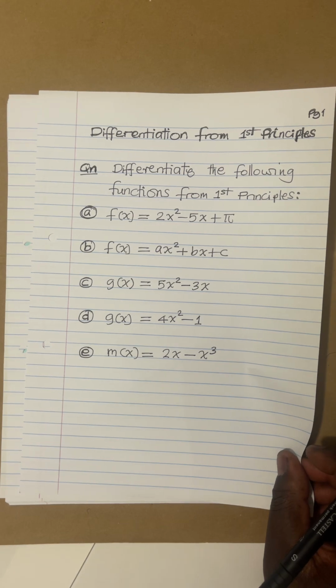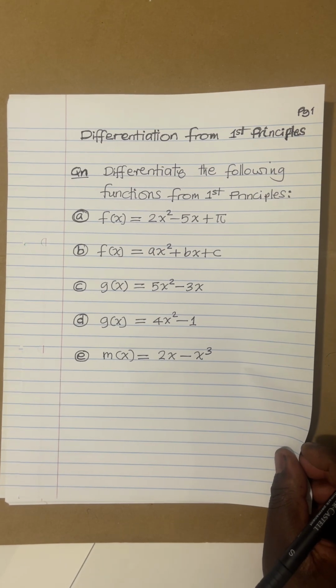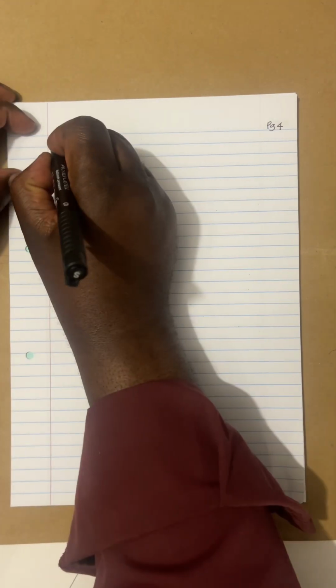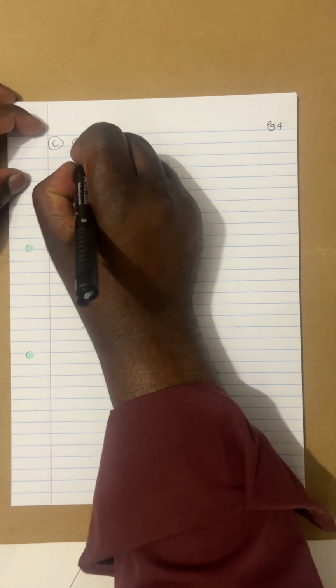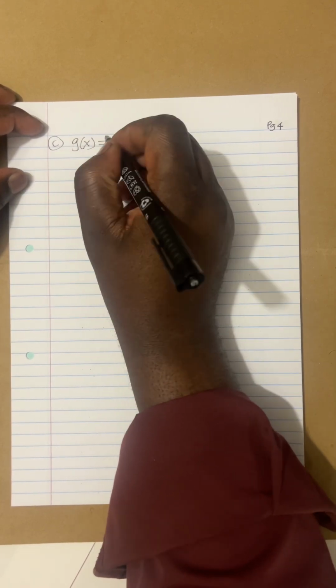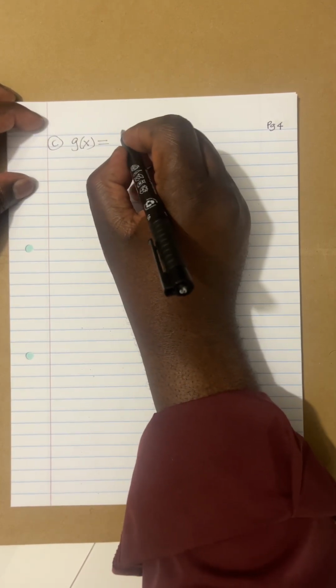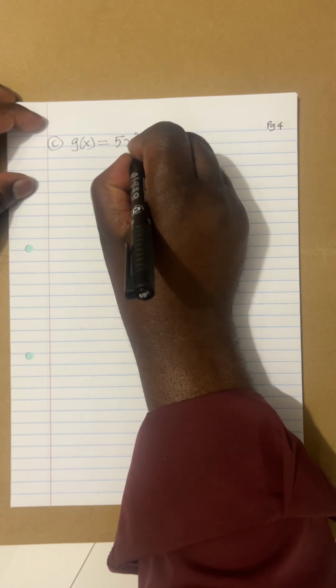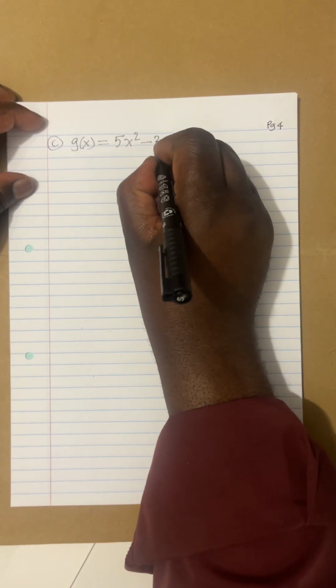Right, let's move on to our number c. Number c is g of x is equal to 5x squared minus 3x. Right, now we're no longer dealing with f, we're dealing with g now. So number c, we are now saying g of x is equal to 5x squared and then minus 3x. That's our g of x.